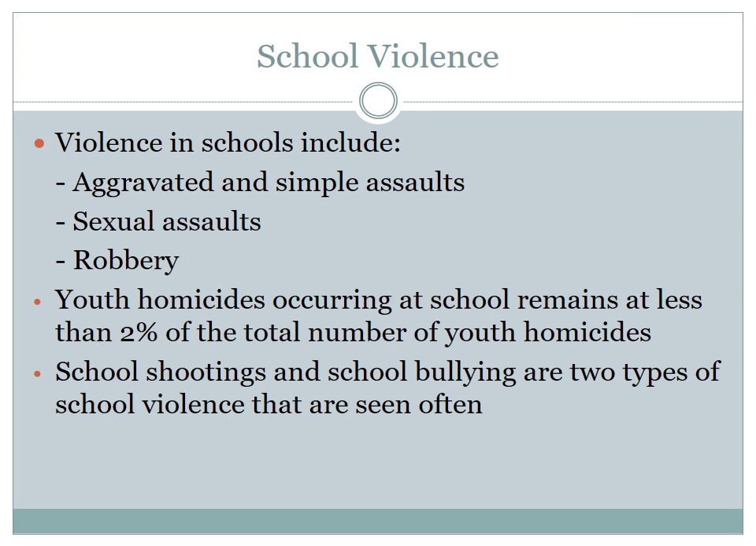So, school violence. Violence in schools is included but not limited to aggravated and simple assaults, sexual assaults, and robbery. An example of this is the Columbine High School massacre, which will be talked about more in depth a couple slides down. The youth homicides occurring at school remains at less than 2% of the total number of youth homicides. School shootings and school bullying are two types of school violence that are seen often.